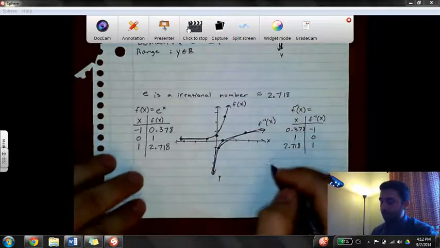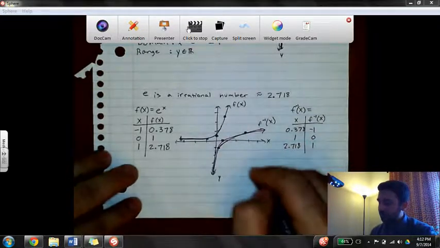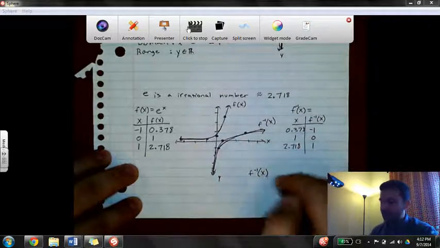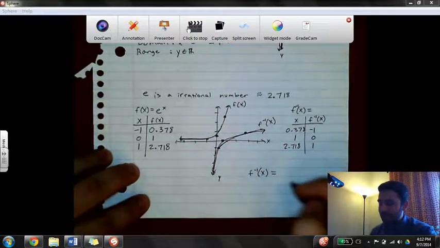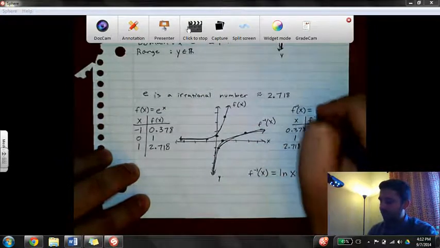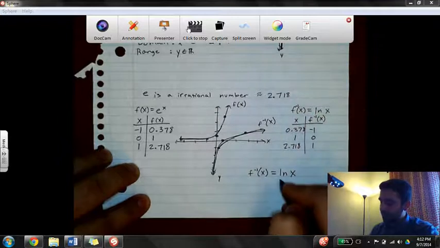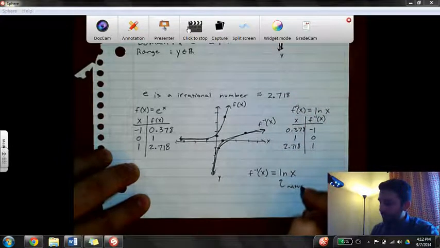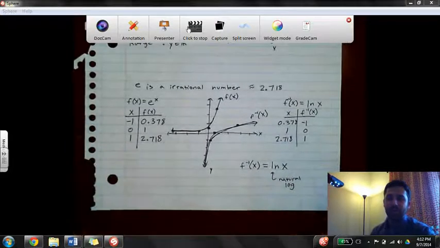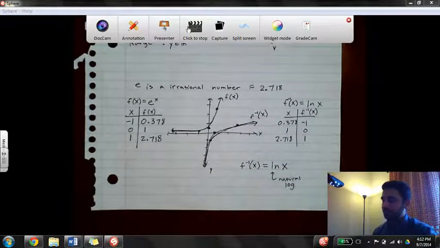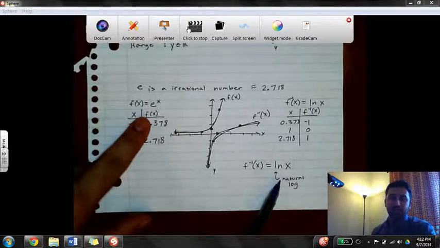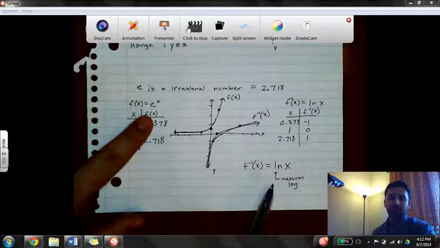However, the inverse of e to the x is not log base e, but rather the natural log of x. This is just a special name for the e to the x logarithm. We use both of these in solving the different exponential equations we use to model.